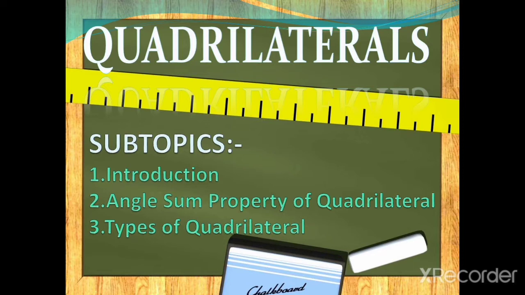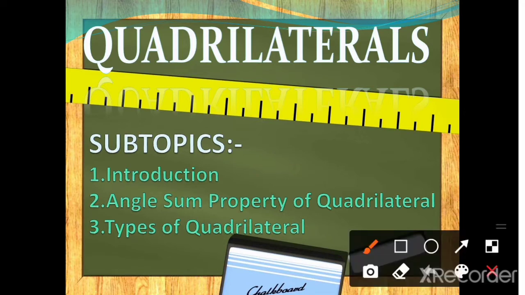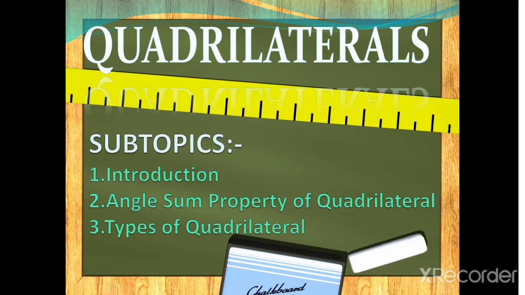First, the definition or introduction of a quadrilateral; second, the angle sum property of a quadrilateral; and third, the types of a quadrilateral. So there are three things in this chapter. First is the introduction, second is the angle sum property of a quadrilateral, and third is the types of a quadrilateral. So first, let us discuss what a quadrilateral is.